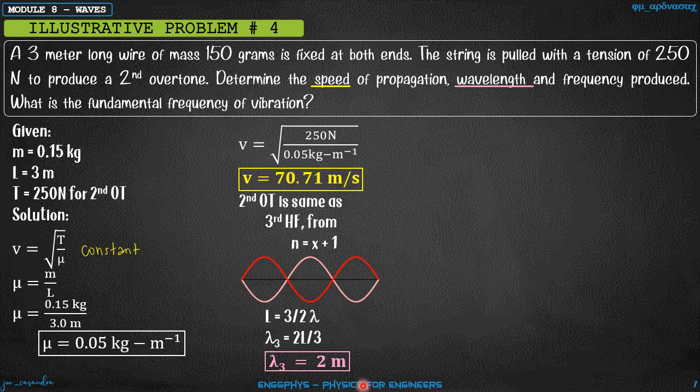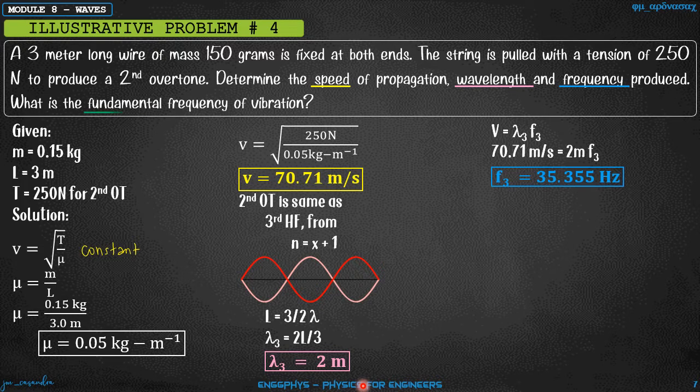For our frequency, that will be solved by our general equation: wavelength times the frequency is equal to the speed. So 70.71 is equal to the wavelength, 2 meters, times the frequency. So F3 is equal to 35.35 Hertz.